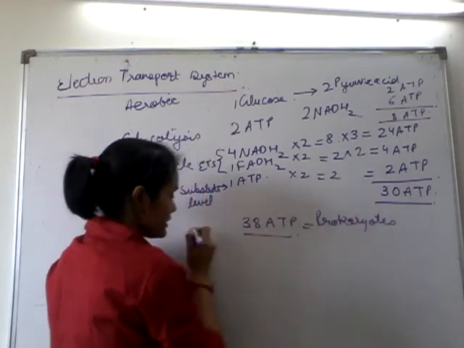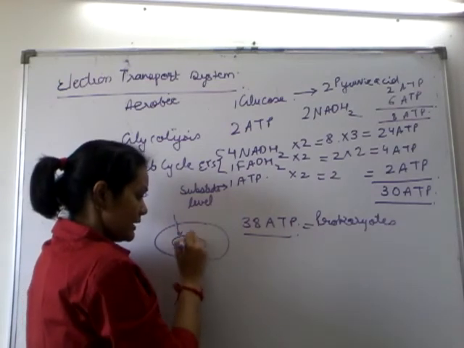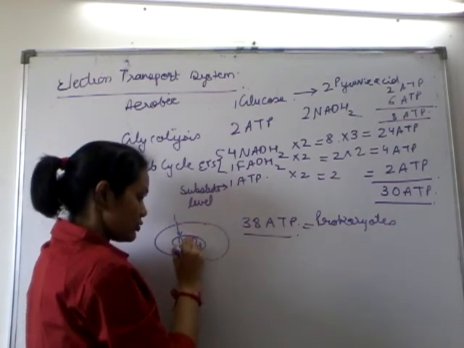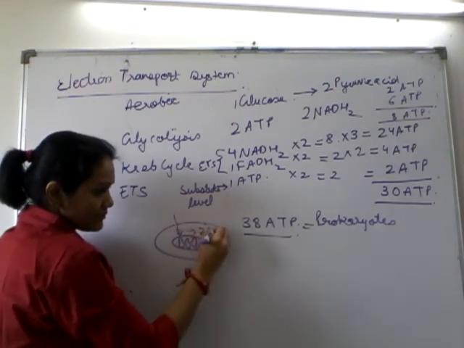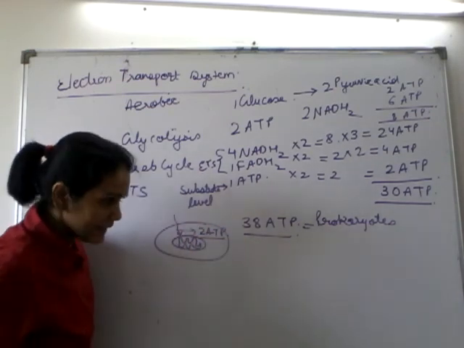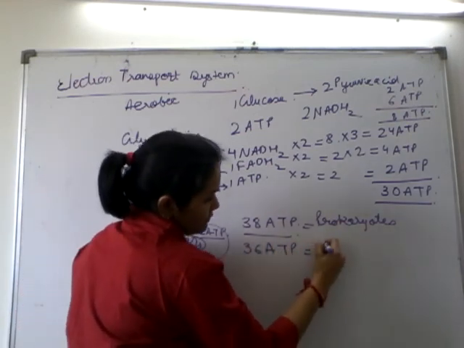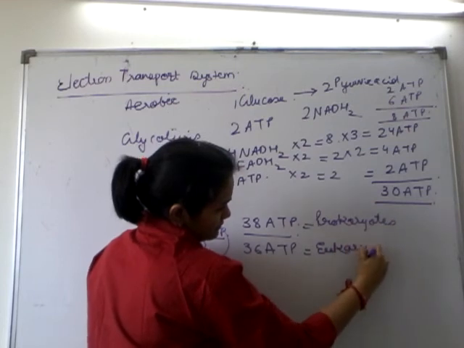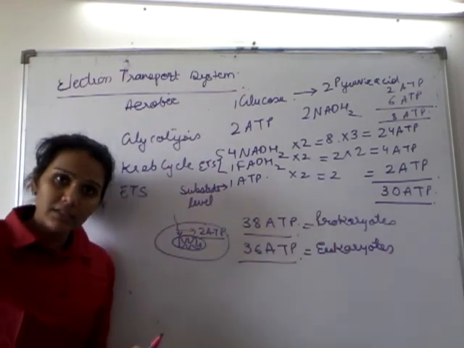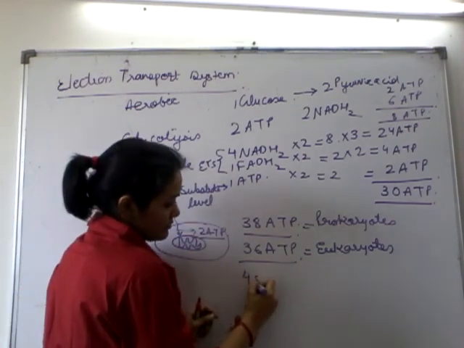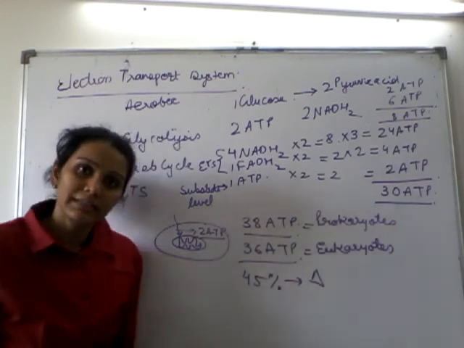Well, in eukaryotes, there is membrane compartmentalization from the cytosol. Pyruvic acid has to travel into the mitochondria. So in this process, 2 ATP are used up. So the net gain is 38 minus 2, 36 in case of eukaryotes. And what is the energy efficiency? 45%, because the rest will be liberated in the form of heat.